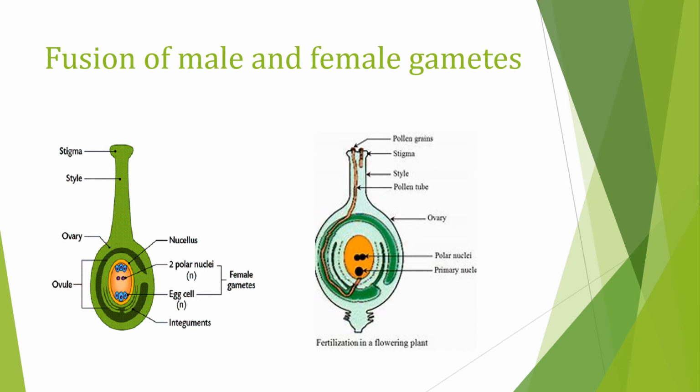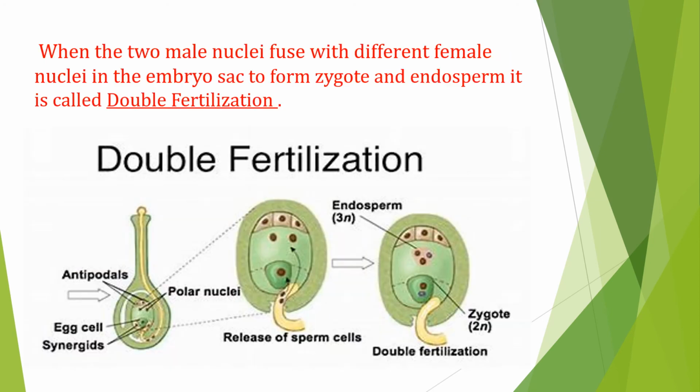One of the male gametes fuses with the egg to form the diploid zygote, and this is called syngamy. The fusion of the male and the female gamete results in the formation of a diploid zygote, and this zygote later develops into the embryo.